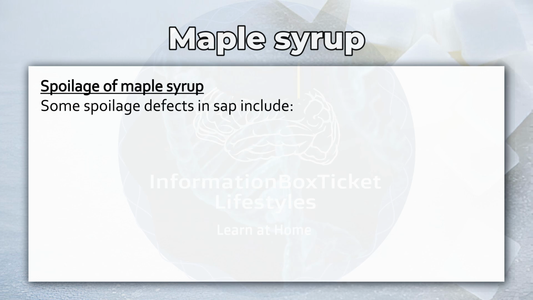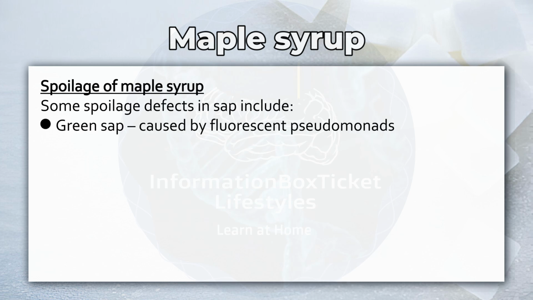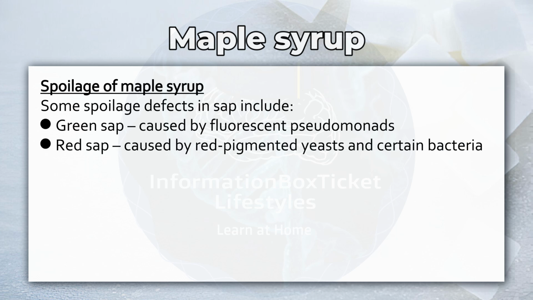Some spoilage defects in maple sap include green sap, caused by fluorescent pseudomonads, red sap, caused by red pigmented yeasts and certain bacteria, and milky sap caused by Bacillus species.